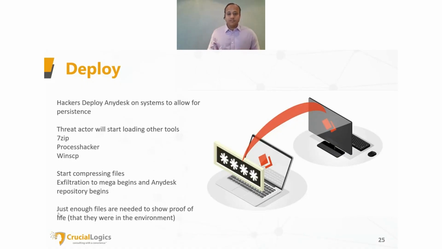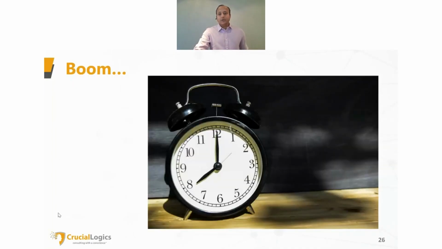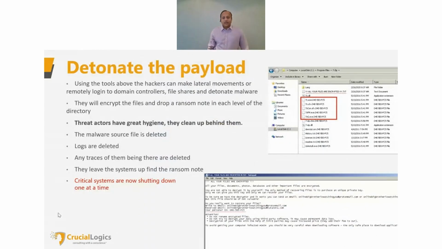Mega is a big repository, very popular with bad actors, and AnyDesk has a repository as well, so they'll start exfiltrating these files, right? Just enough files are needed to show proof of life, because their whole goal is to show that they have the decryption key, they have the files. They don't really want to siphon off the entire data. They want to leave you rendered helpless at this point. So they'll siphon off enough data to show that they have been in the system, and they have encrypted the system. And so once they have siphoned off the data, they detonate, right? So they detonate the payload.